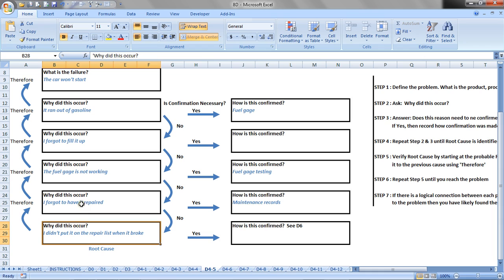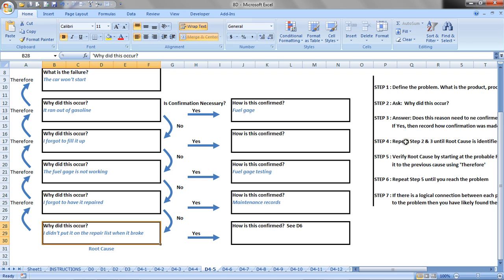Okay? And then moving up to this one, I say I forgot to have the fuel gauge repaired. Therefore, it doesn't work. The fuel gauge doesn't work. Therefore, I forgot to fill the car up with gasoline. I forgot to fill the car up with gasoline. Therefore, I ran out of gasoline. And I ran out of gasoline, therefore the car doesn't start. And so again, if you can make that logical connection, you can be pretty well assured that what you've identified down here as root cause is indeed root cause.